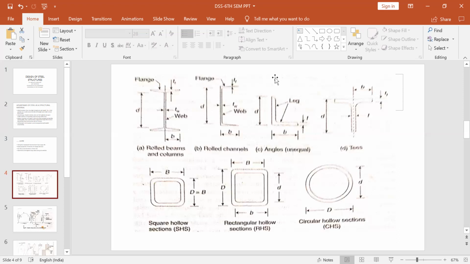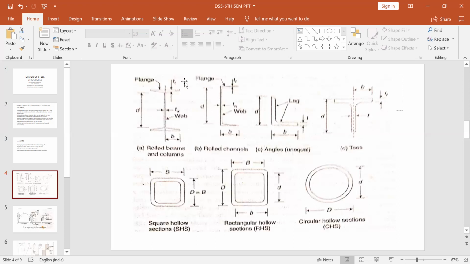An angle will be referred to as ISA 100 by 100 by 10. That means 100 is the measurement of one leg in one direction, 100 is the measurement of the other leg in the other direction, and 10 is the thickness of both the legs. Sometimes you have 130 by 100 by 10. That means an unequal angle, one leg is 130, one leg is 100, and the thickness is 10. Like this. And this is the T section. This T section is also sometimes used.